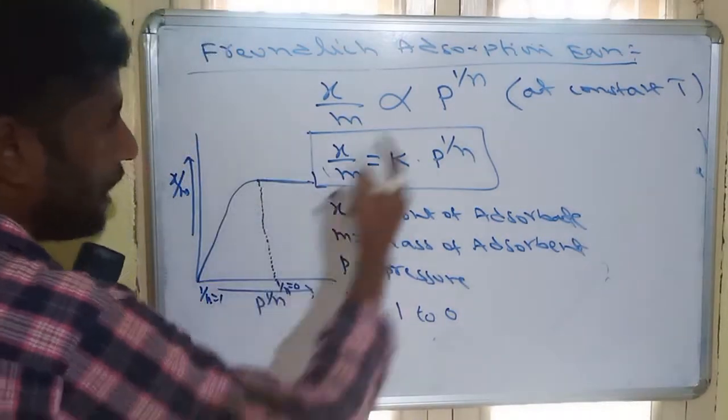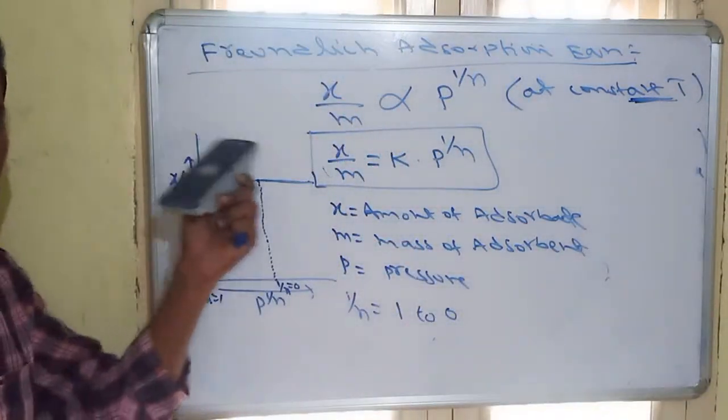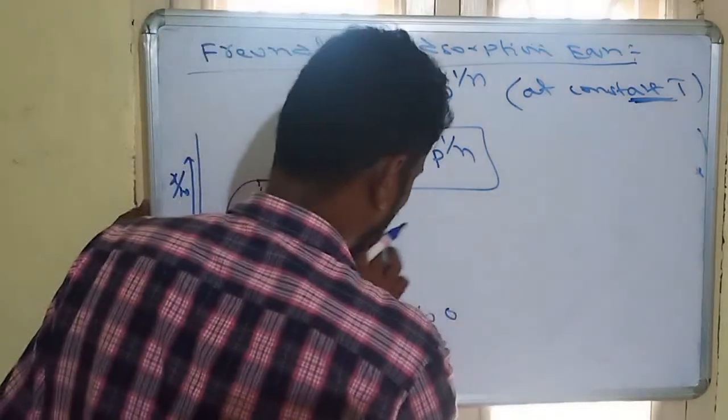And the graph is called an isotherm. Since it takes place at constant temperature, it is called the Freundlich isotherm. You can use logarithmic equations also.